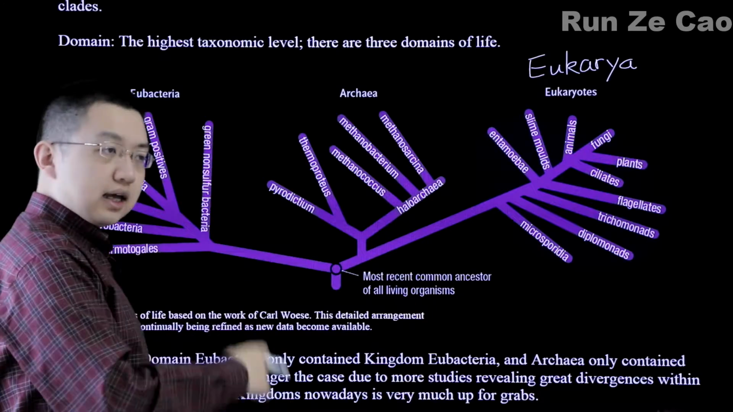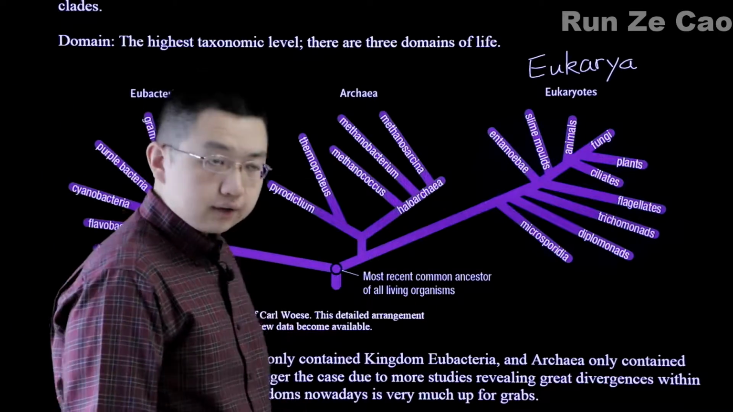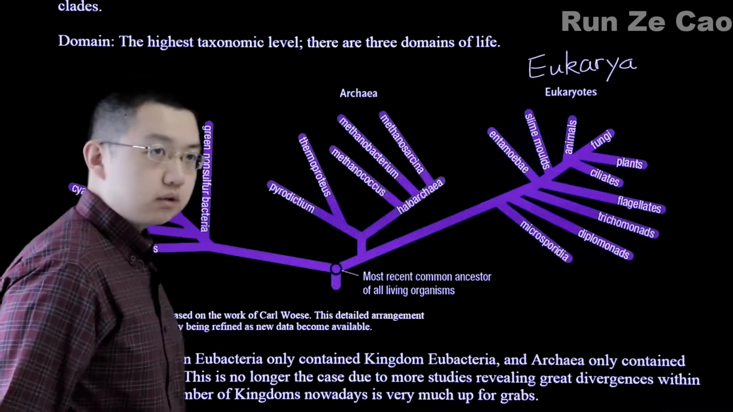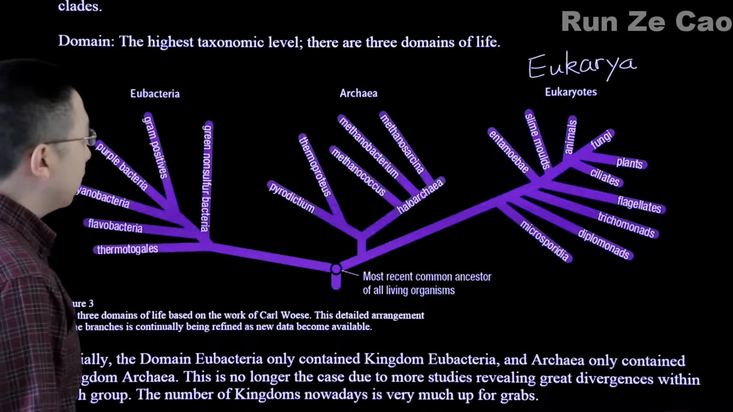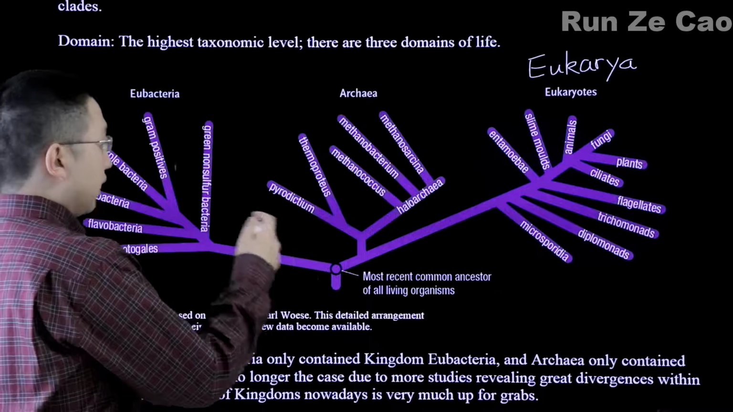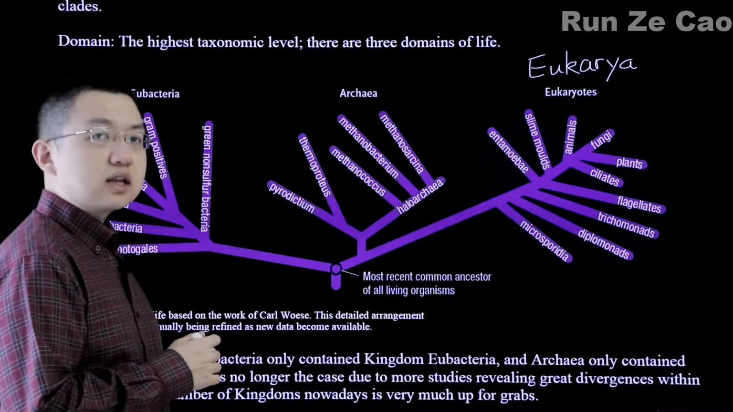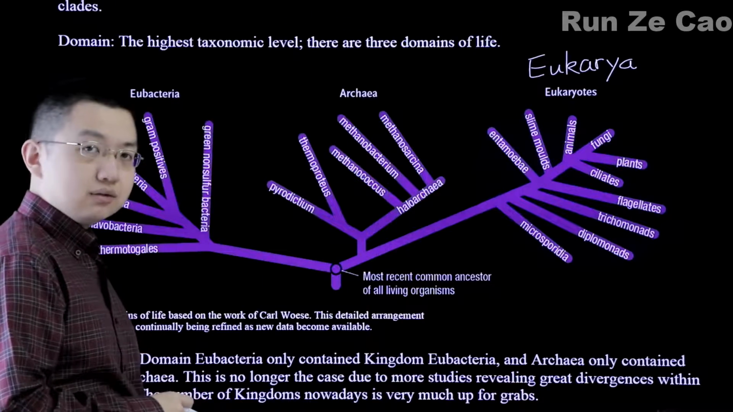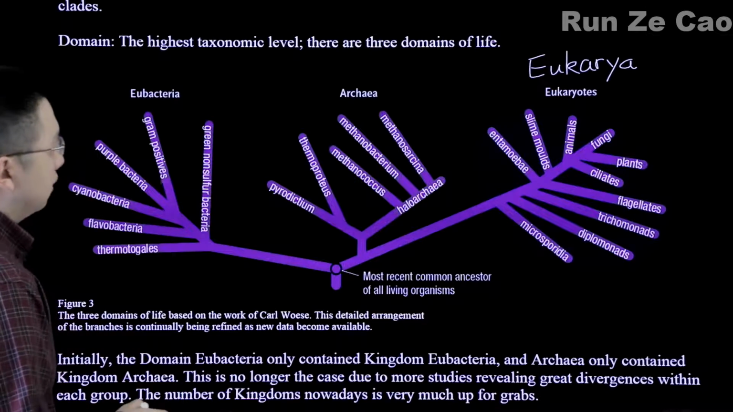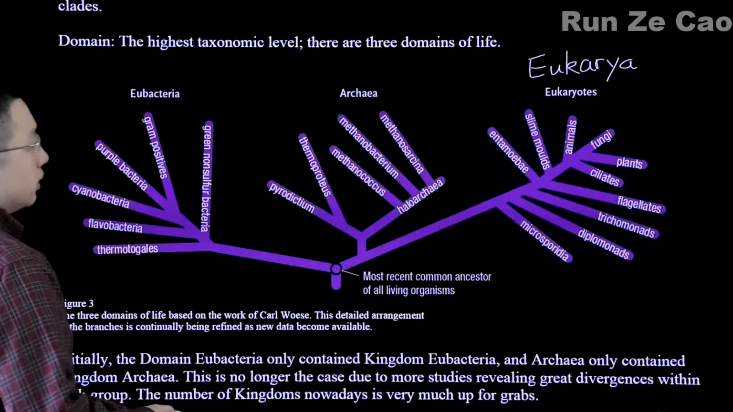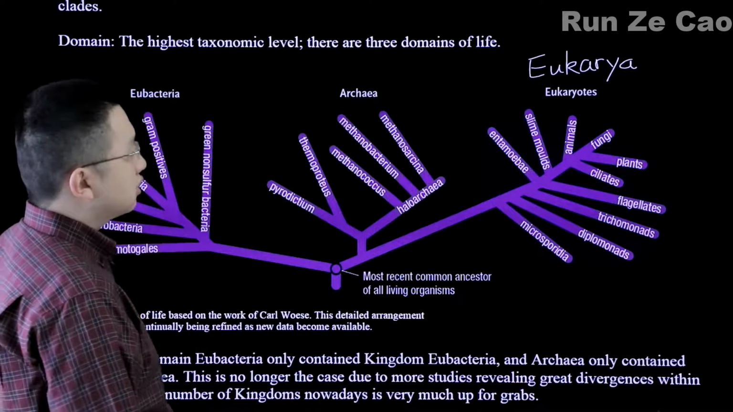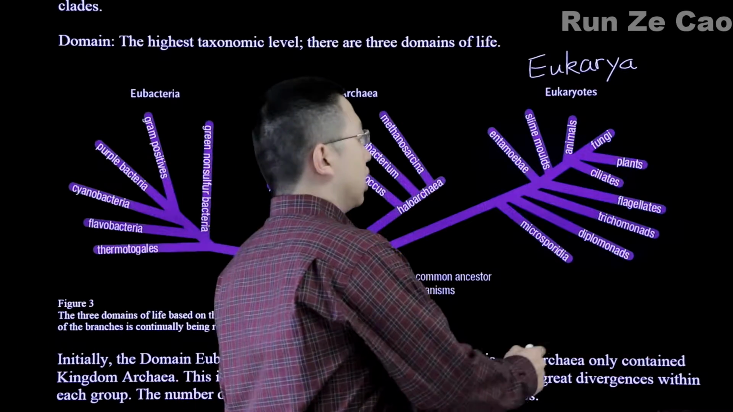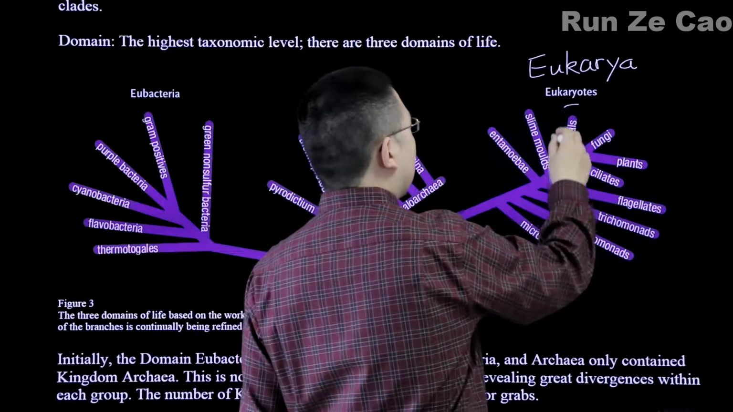Now we notice that Archaea are closer related to eukaryotes than they are to other prokaryotes in Eubacteria. This was basically the main reason he decided to propose three domains. Now, we notice that fungi, plants, and animals are just little branches on the great tree that is Eukarya.